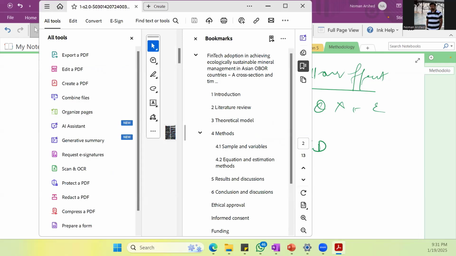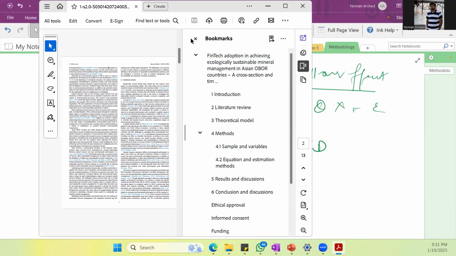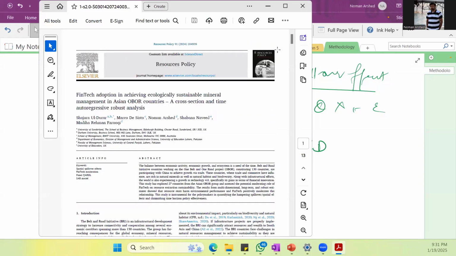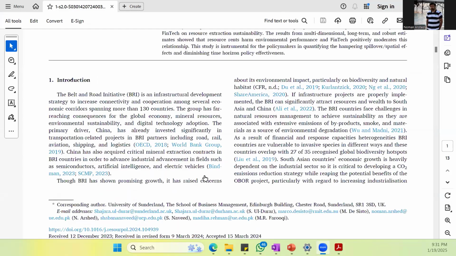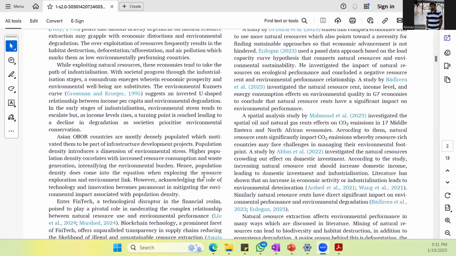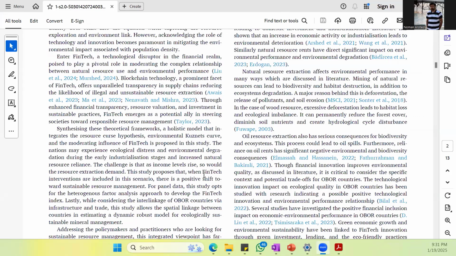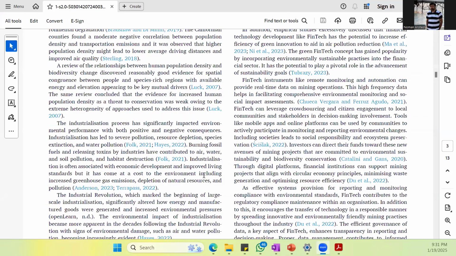So this is one of the papers. Let me get it full screen. This was published recently, last year at the end, in a good journal. So it means it has some sort of reputation, that it was acceptable. This paper has used several transformations in methodology to fill up the methodology. I will show you one by one.